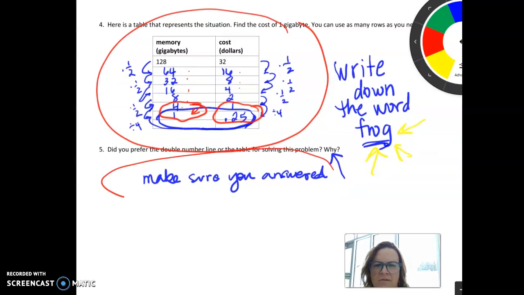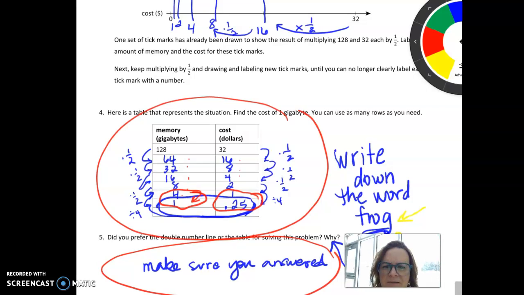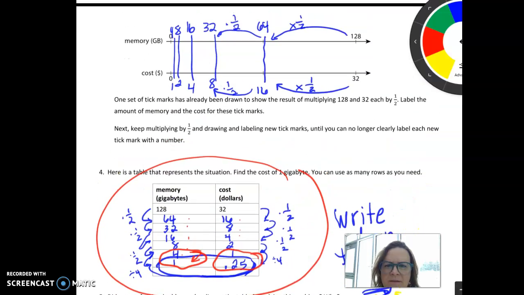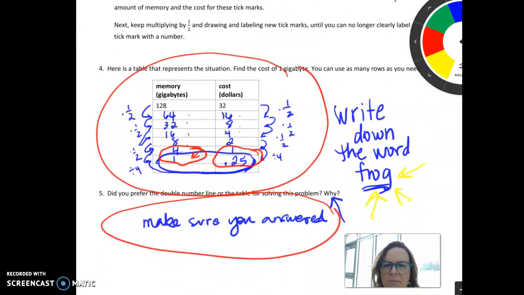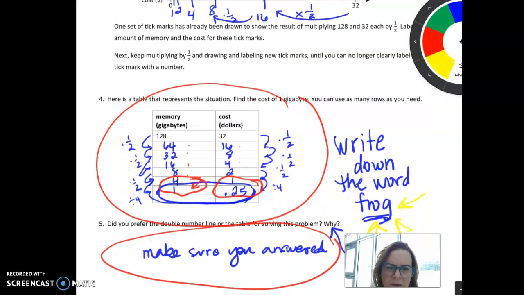Make sure that you answered this why regarding which of these you preferred to use. I have a hard time saying which one I prefer to use. I go back and forth anytime I'm doing problems like this between using a double number line or a table. So I'm just curious what you answered.